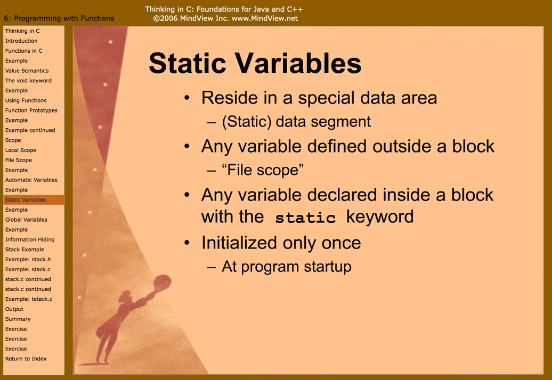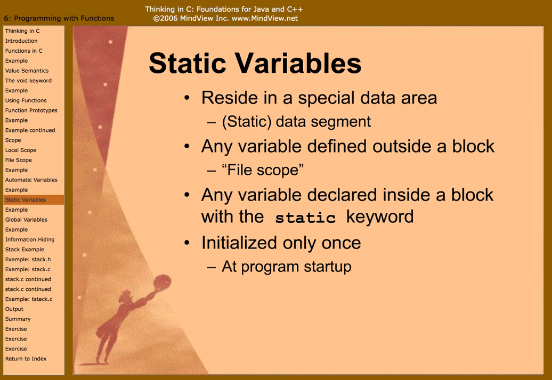Static variables, as their name suggests, are variables that persist. In other words, they don't come and go every time you enter or leave a block. To make that happen, they don't reside on the stack. There's a special data area that they go in. It's often called the data segment. At least that's what it's called in DOS and in Unix.